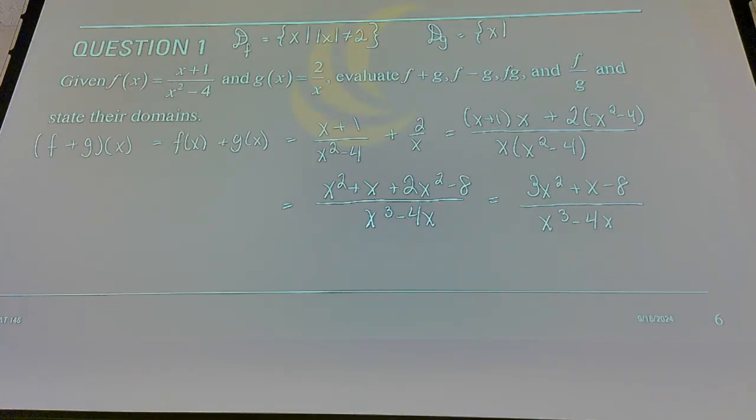What about the domain for g? Anything besides where x equals 0. This domain is the intersection of those two. So it's everything that the two domains have in common, which would be everything but -2, +2, and 0, right?